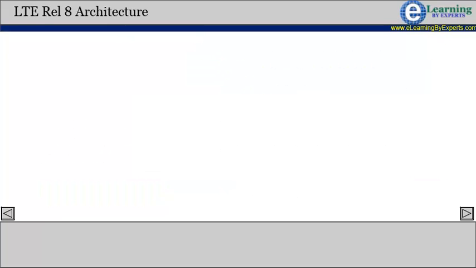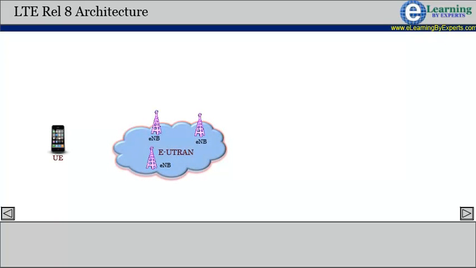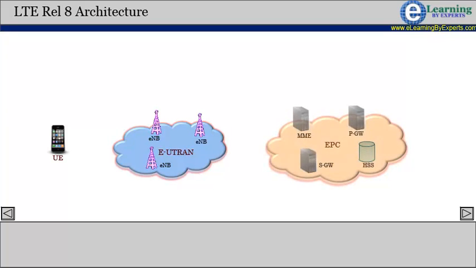The LTE network architecture, like any other mobile network, consists of three key components: user equipment, called UE; the access network, which in LTE is called Evolved UMTS Terrestrial Radio Access Network, E-UTRAN; and the Packet Core Network, Evolved Packet Core, EPC. They work together to provide connectivity, mobility and services for mobiles.